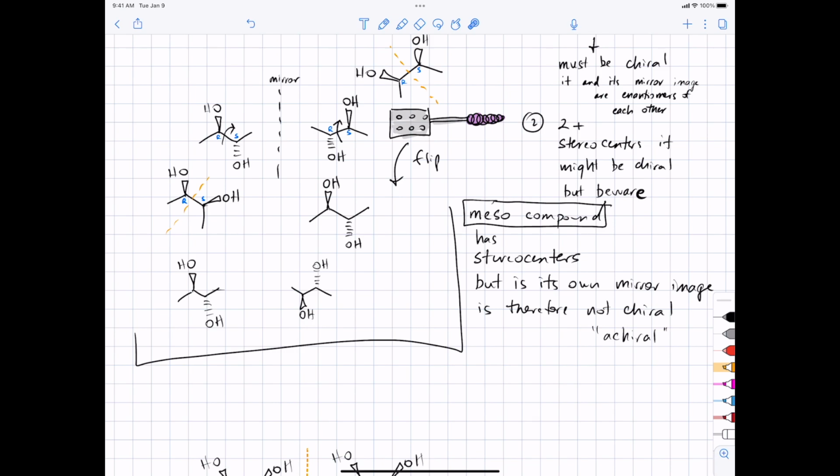And I might have asked, is this molecule chiral or not? And you would have looked and seen, oh, there's stereocenters. Boom, it's chiral. But if you don't know the definition of chiral and you can't manipulate molecules in your head or on paper with a model, you're going to get that wrong too.